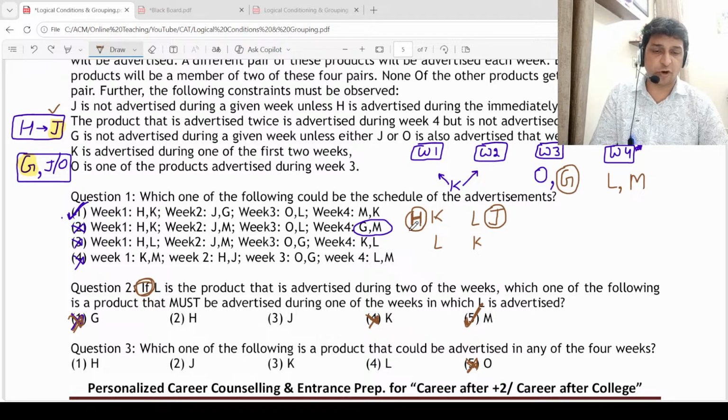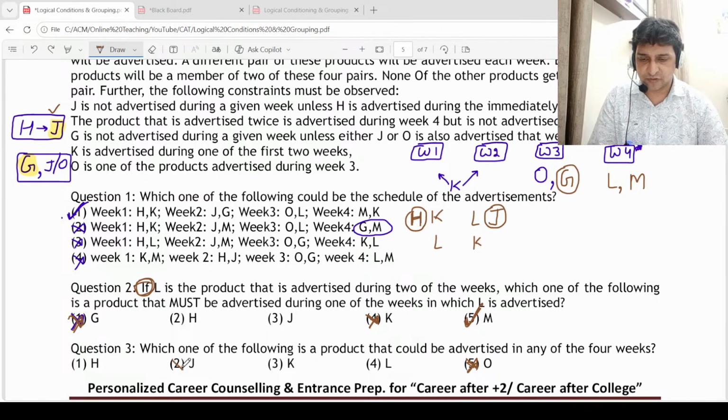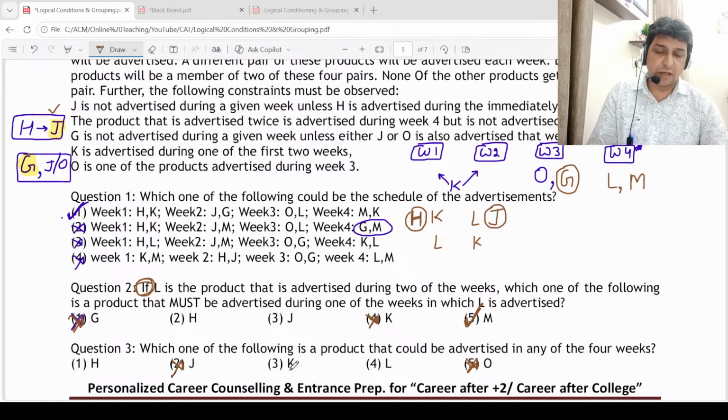So J cannot be advertised in week 1, right? Because before that, we need H. So, that is not the answer. Now, if K is getting repeated, it can be in 1 and 2, and it can be in 3, and it cannot be in 3 and 4. If K is being repeated, because they said which one of the following is a product that could be advertised in any of the 4 weeks. Now, K once comes in week 1 and week 2, then once it will come in week 4, that means in week 3, K cannot come. So, K also will not be the answer.